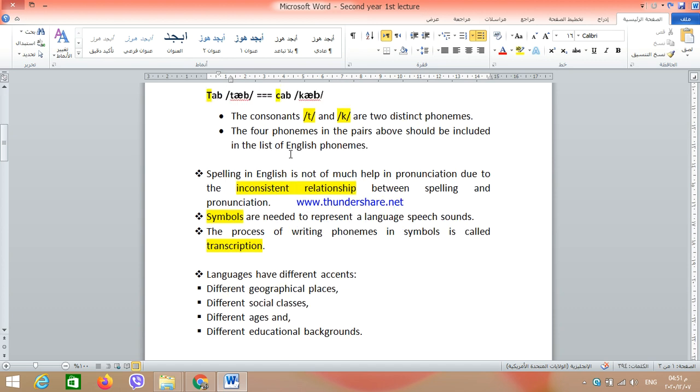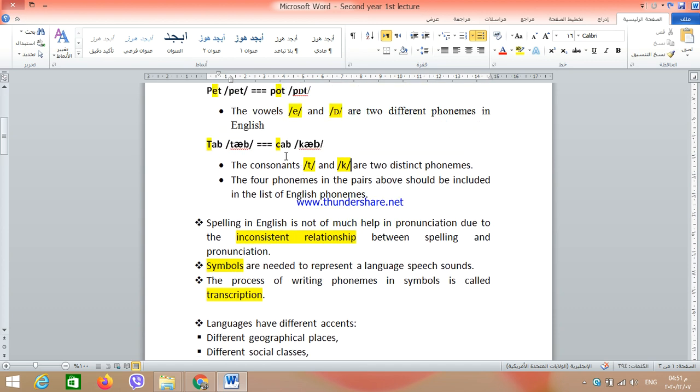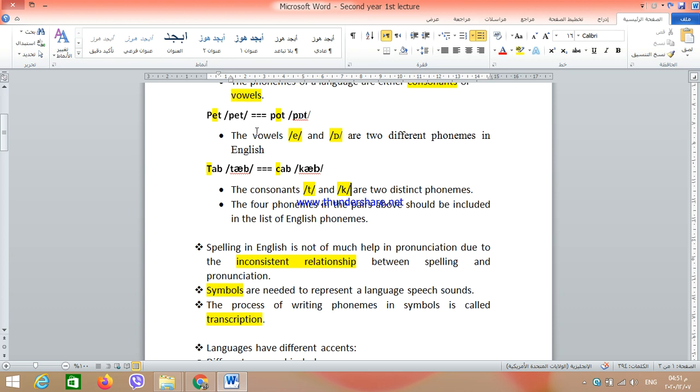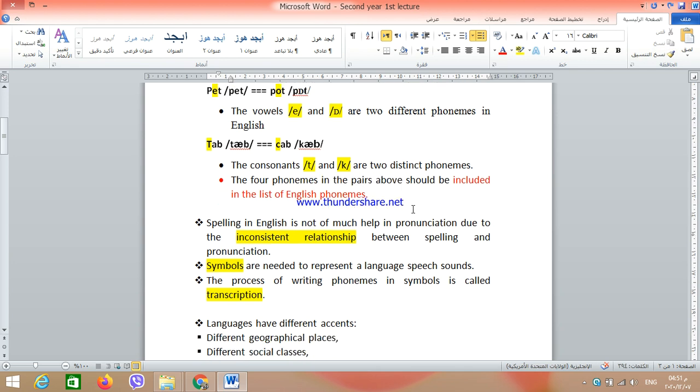Okay? When we say that t and k are two different phonemes, and that these two vowels are different vowels, it means that we can include them in the list of the English phonemes. We can put them in the list.